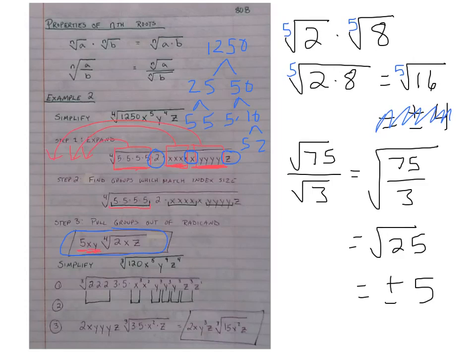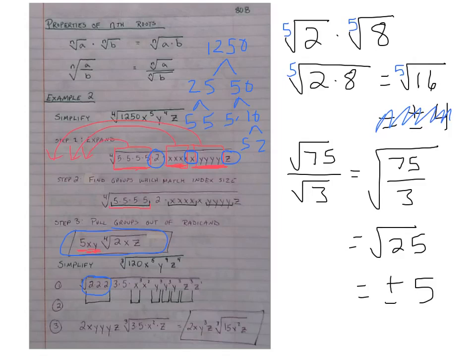You'll see in the next example I did the same process. The only difference is I didn't write out all of the letters, all of the variables. For x to the fifth, I broke it into the group of x to the third times x squared, because that matches my index. Y to the ninth, I broke into y to the third, y to the third, y to the third, because it matches my index. And then z to the fourth, I did a z to the third times z to the 1. And then I started pulling out my groups.